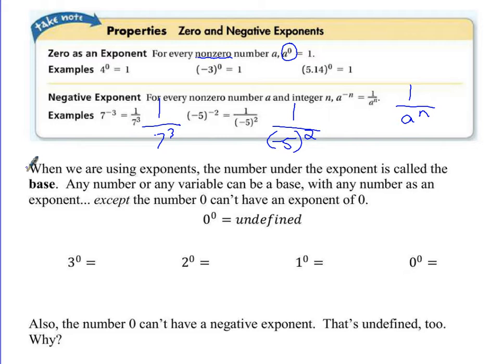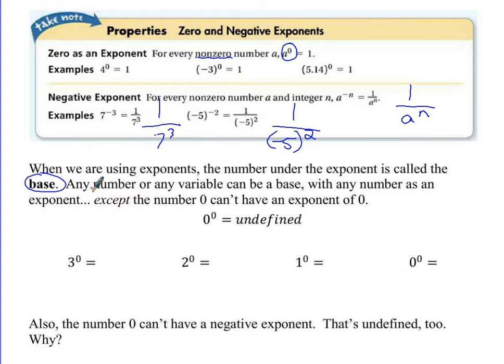When we're using exponents, the number under the exponent is called the base. Little vocab word there. You'll hear me say a base of 7, or a base of negative 5, or a base of 4, or a base of negative 3, or a base of a. That thing under the exponent is called the base. Any number or any variable can be a base, with any number as an exponent.